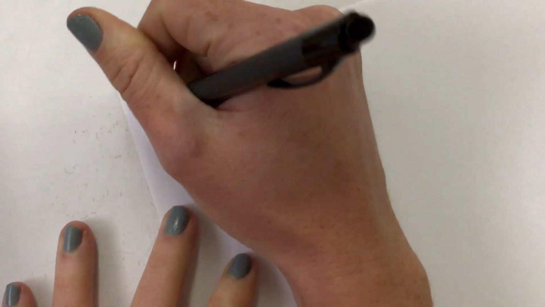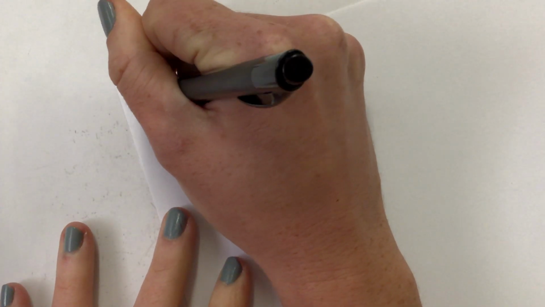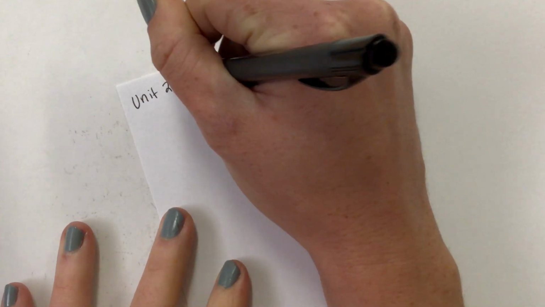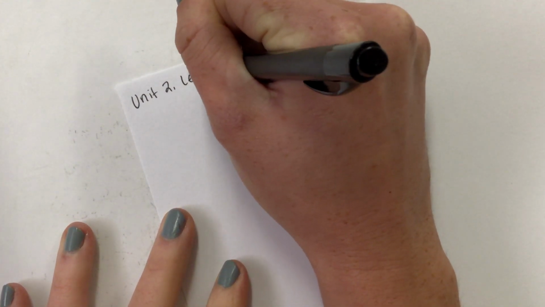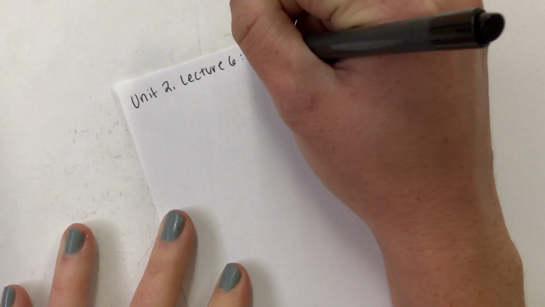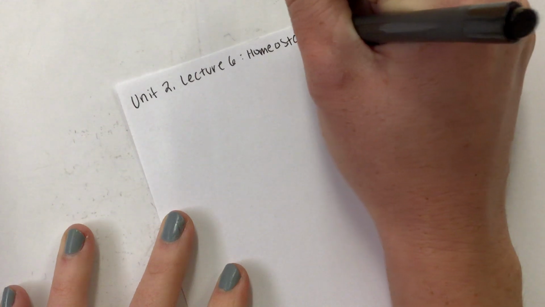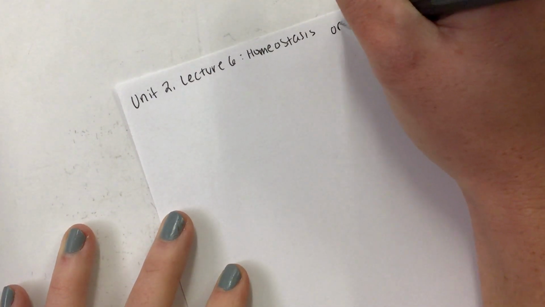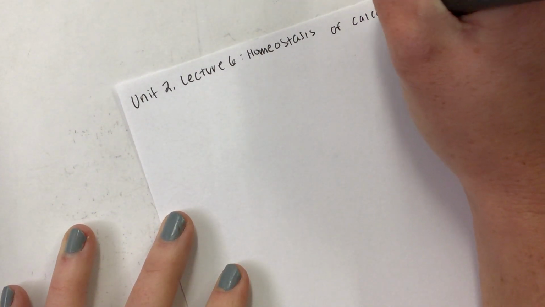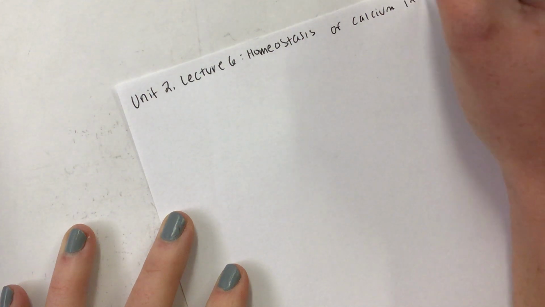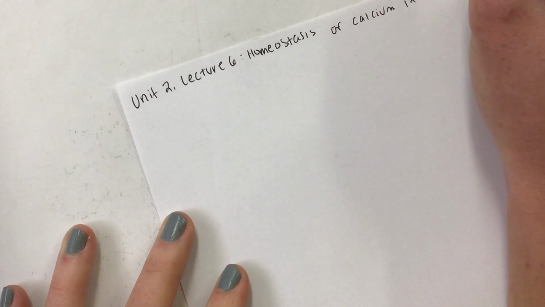You can go ahead and title your paper Unit 2, Lecture 6, Homeostasis of Calcium in the Blood.